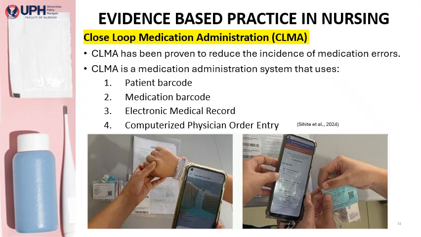Now, in evidence-based nursing, we have research done in Siloam: closed-loop medication administration, which has been proven to reduce the incidence of medication errors. With closed-loop medication administration, you do the patient barcode, you do the medication barcode, and you do it through the electronic medical record, and the physician inputs the medication through the system.